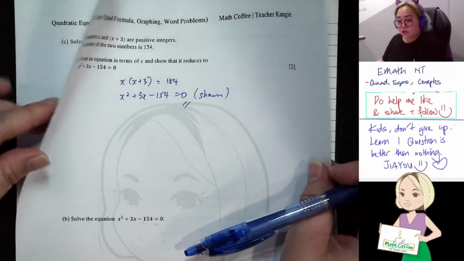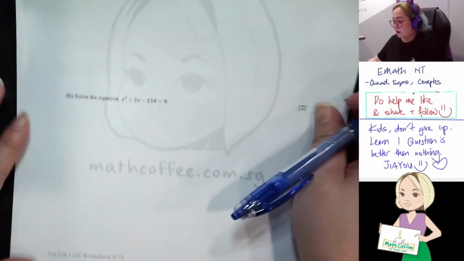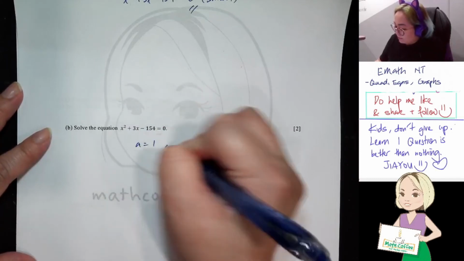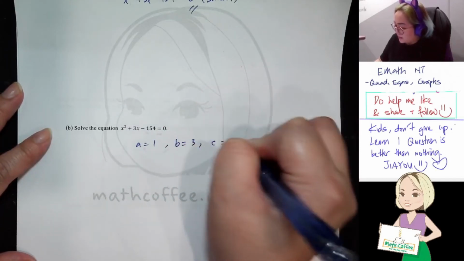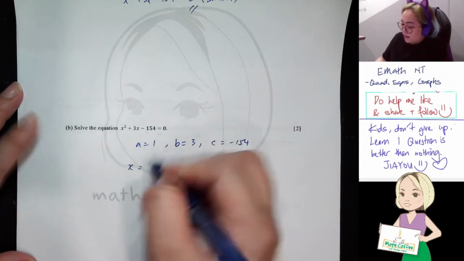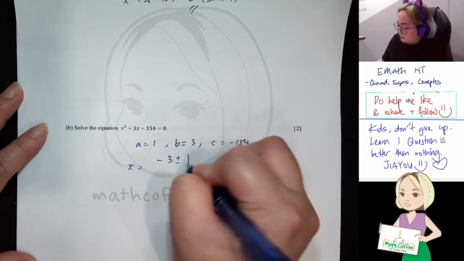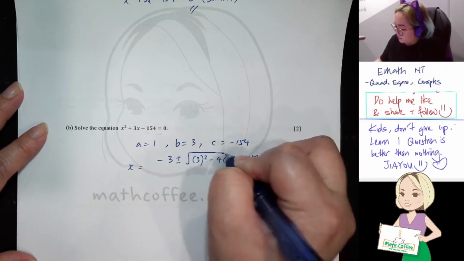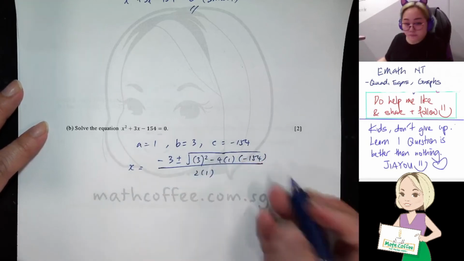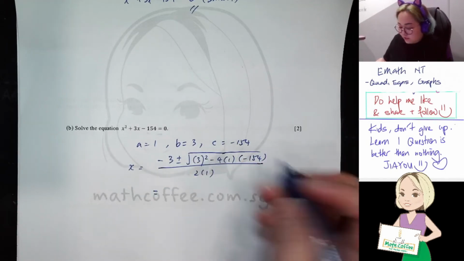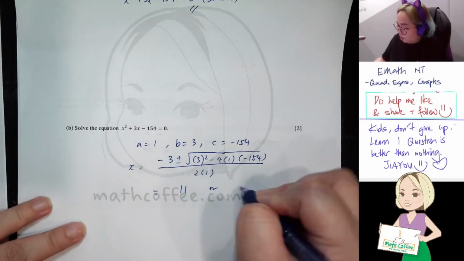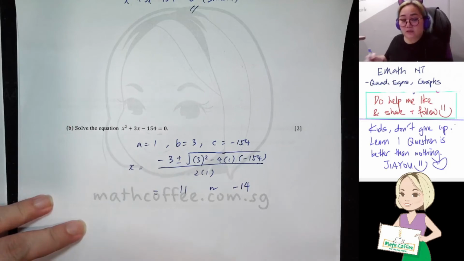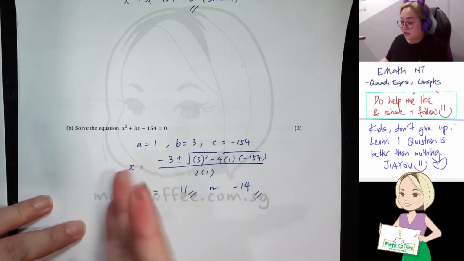Next, let's solve our equation. So by now you should be expert in solving the equation. So A is 1, my B is 3, my C is negative 154. So my x equals minus B plus minus the square root of B squared minus 4AC over 2A. So you can use your calculator. Eventually you get 11 or negative 14. And again over here they ask you to solve. They never ask you to reject the value. So you accept both in this part.